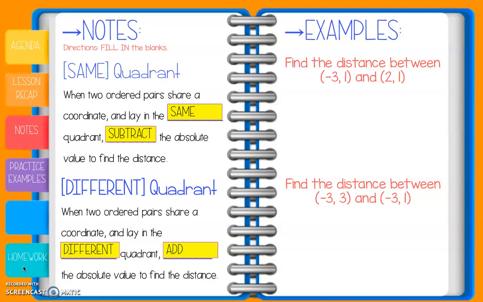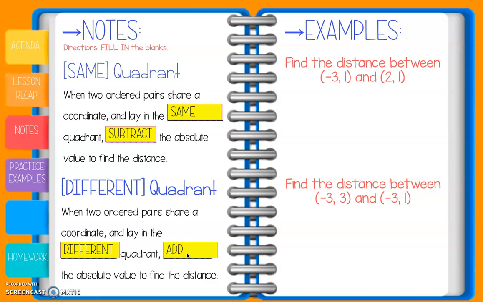Okay, so if they fall into different quadrants, so for example, one's in the first and one's in the second, or one's in the fourth and one's in the third, we're going to add their absolute values. Now remember what we did in class. We can always graph them on the coordinate plane and count the units between to check our work. If you're unsure of your answer, I suggest you graph those two points and then count the units in between.